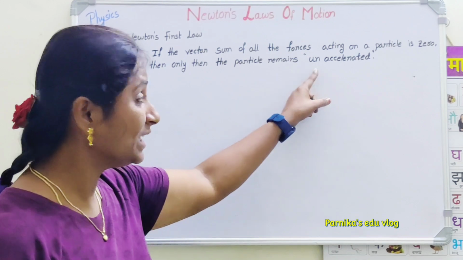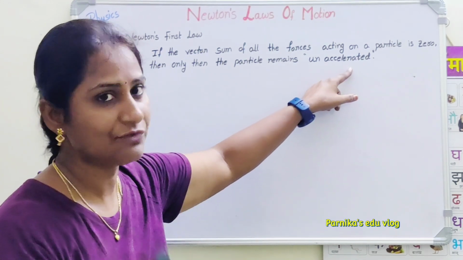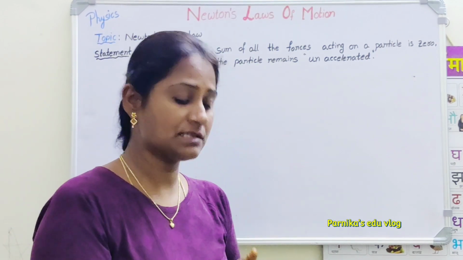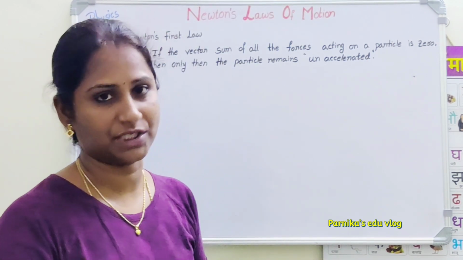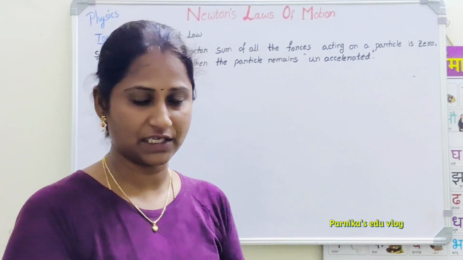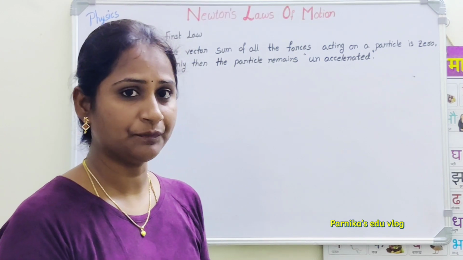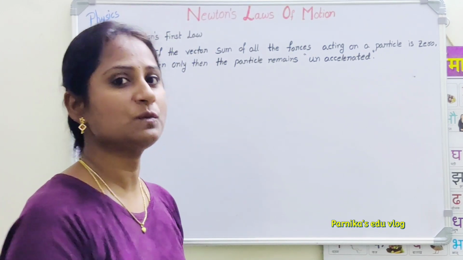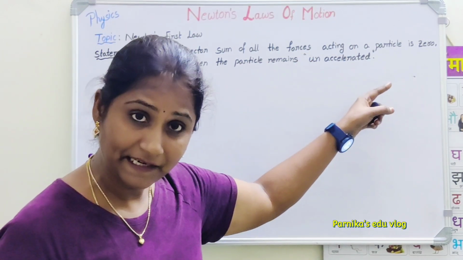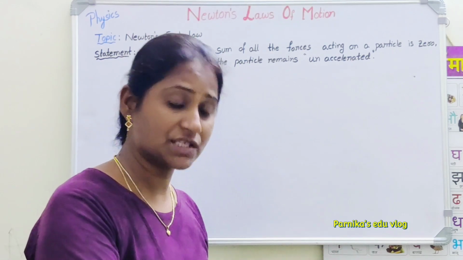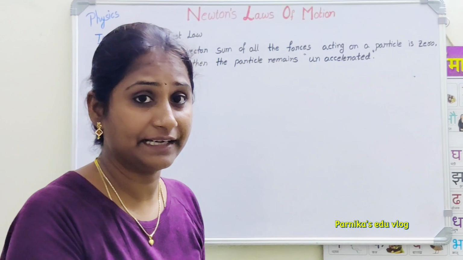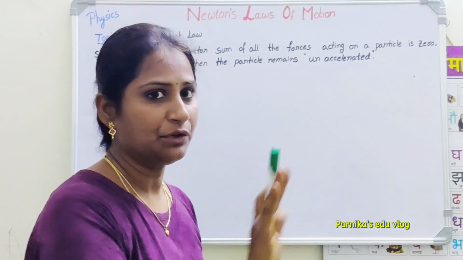Now, what is unaccelerated? This is what you need to know first. Unaccelerated means the object is either at rest or in uniform motion. Rest means it is not changing its position with respect to time. What is uniform motion? It is moving with uniform or constant speed. So unaccelerated means either the object is at rest or it is in uniform motion. That is the unaccelerated state, which you need to remember.